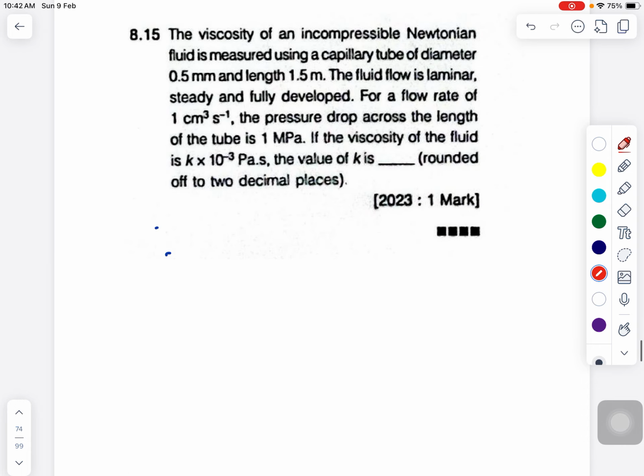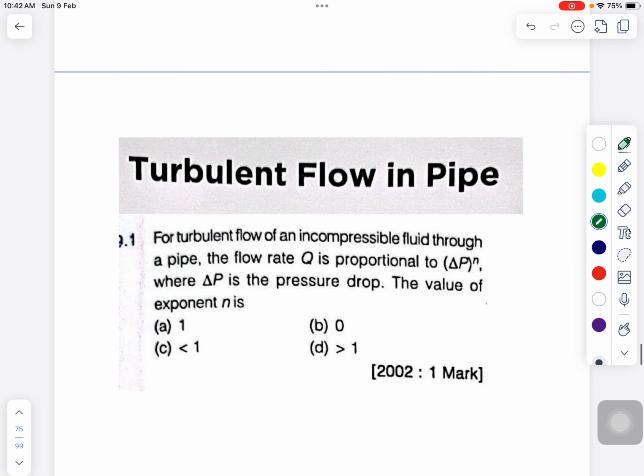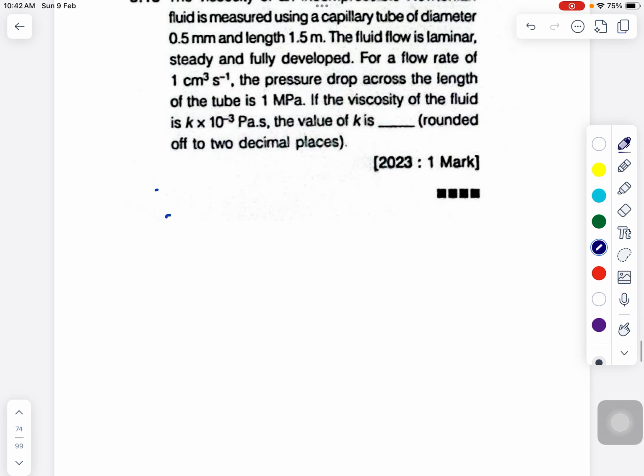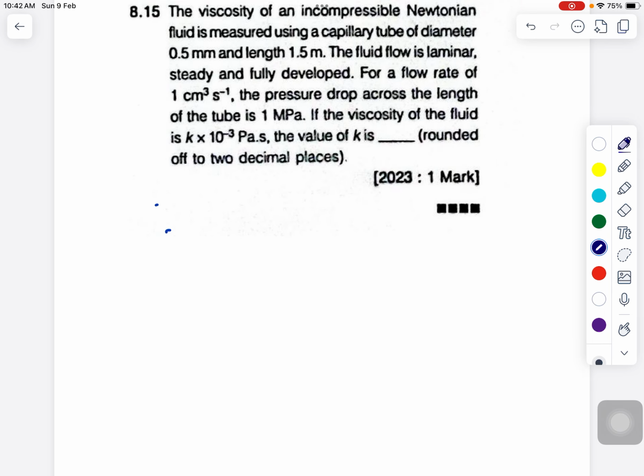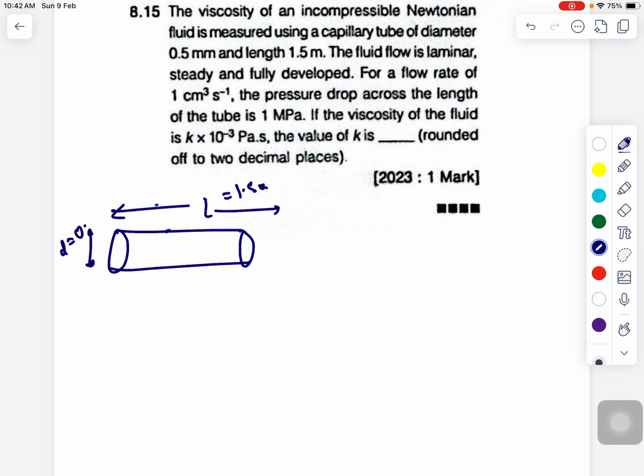Okay, after that I'll be moving towards the next question, and I think this is the last question of laminar flow. Here the question says the viscosity of an incompressible Newtonian fluid is measured using a capillary tube of diameter 0.5 millimeter and length 1.5 meter. The fluid flows in laminar steady state condition through the pipe. Flow rate Q is given as 10 to the power minus 6 meter cube per second. The pressure drop across the length, delta P, is 10 to the power 6 Pascal.